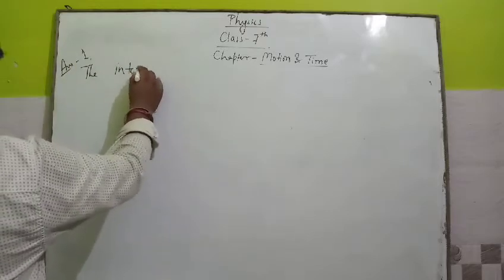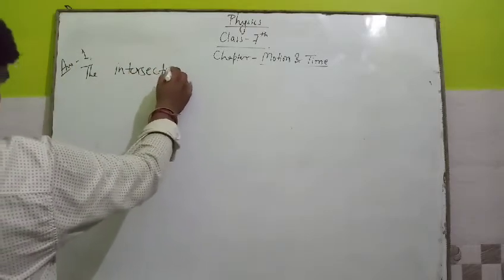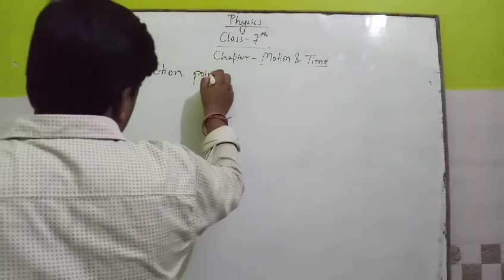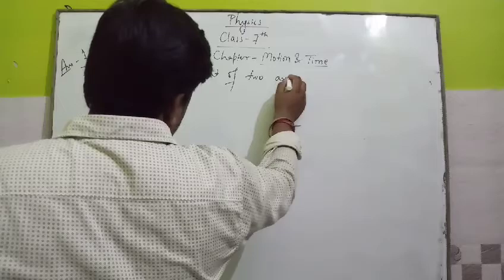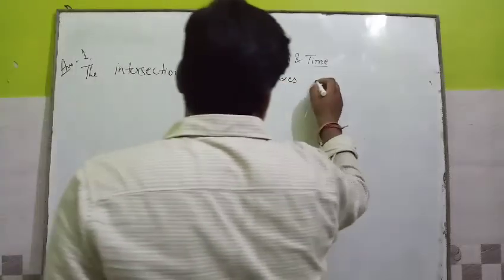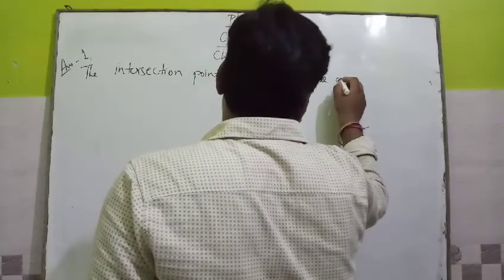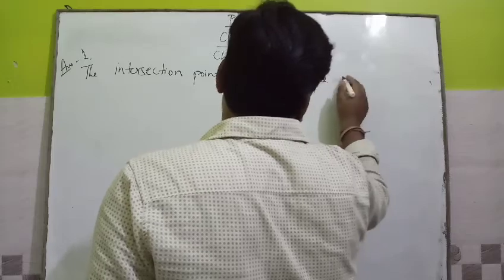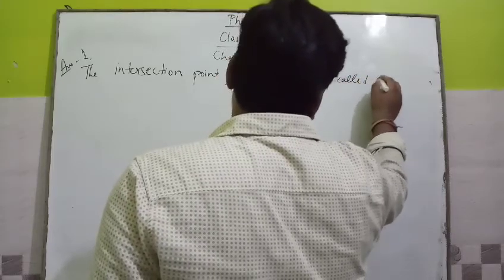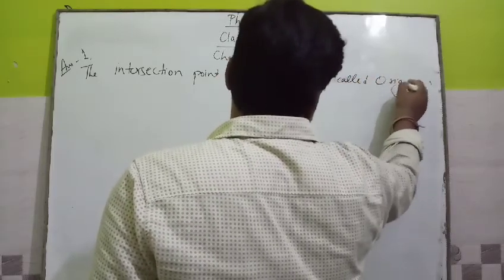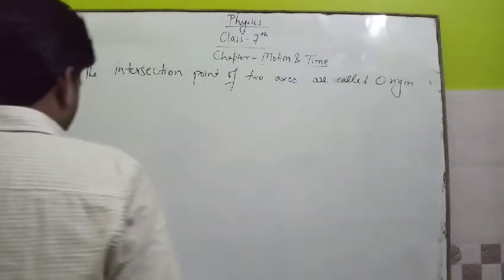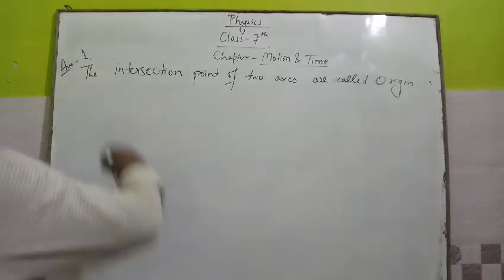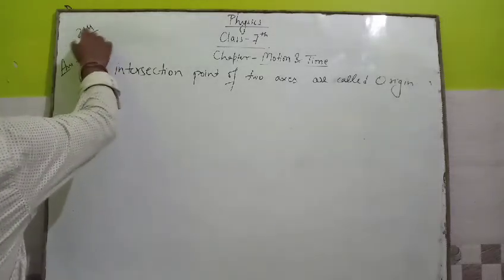The intersection point of two axes is called origin. Clear? This is your answer first. Now this is for oral question, page number 214.